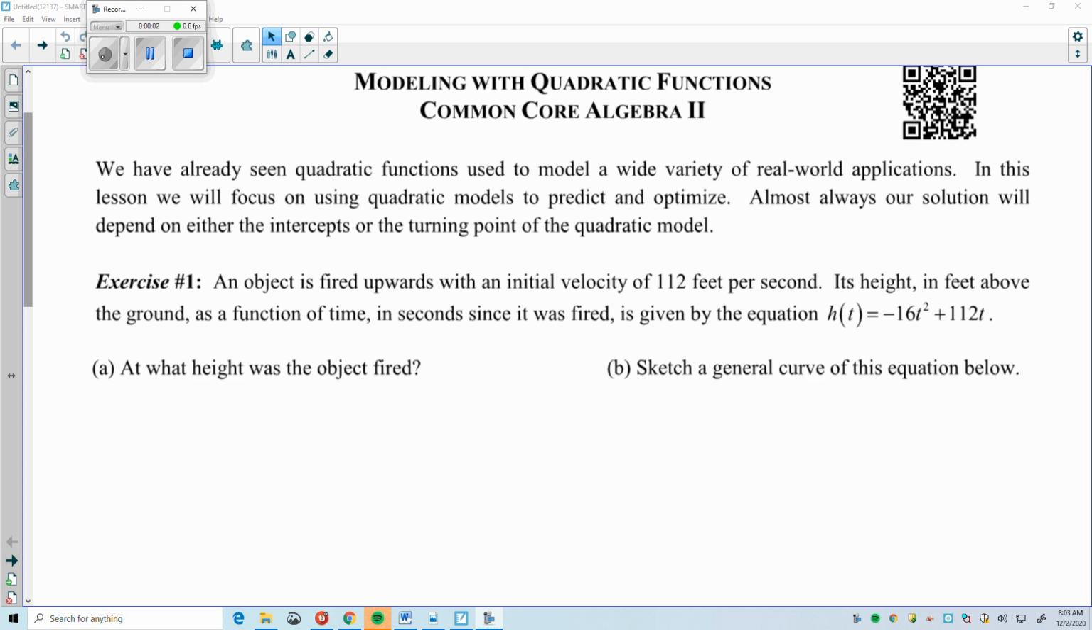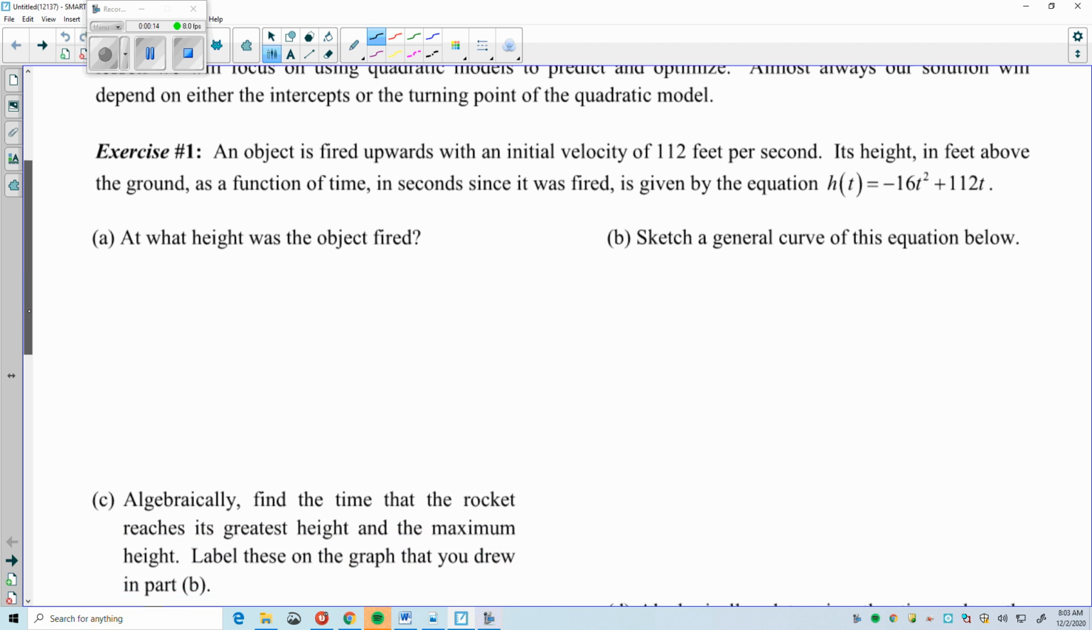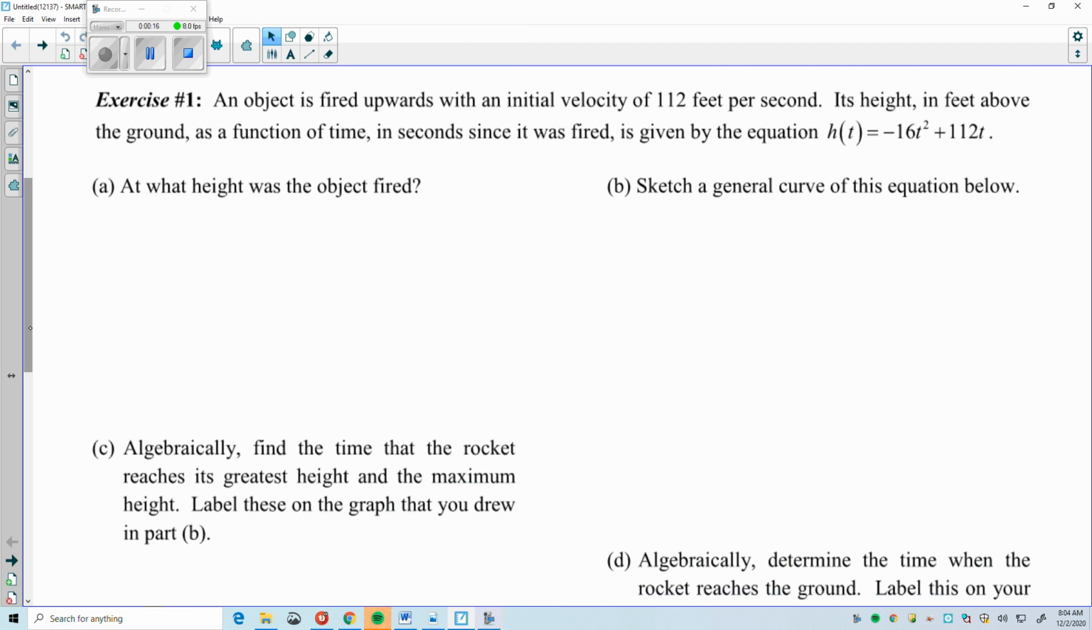So moving on with our quadratic unit, we are going to take a look at how we can use our quadratic functions with some modeling. So our first exercise we're going to take a look at, we have an object is fired upwards with an initial velocity of 112 feet per second. Its height in feet above the ground as a function of time in seconds it was fired is given by this equation. So first question we have to do is think about at what height was the object fired.